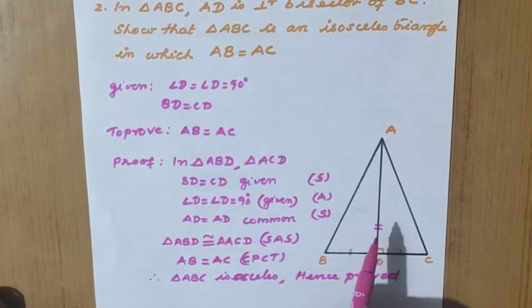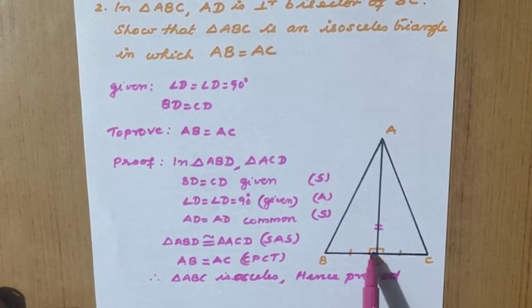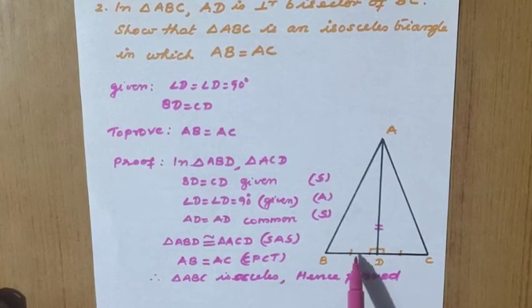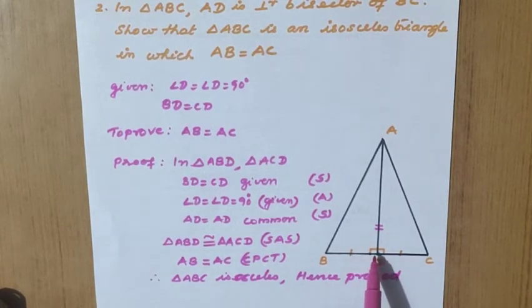I repeat once again what is given in the question. Angle D and AD perpendicular to BC. So D equal to 90, and it is a bisector also, perpendicular bisector also. So BD equal to CD. So one equal side, one equal angle we got. Now what is left there? One side and one angle got means either angle or side only possible. So side we can take easily because it's a common there.